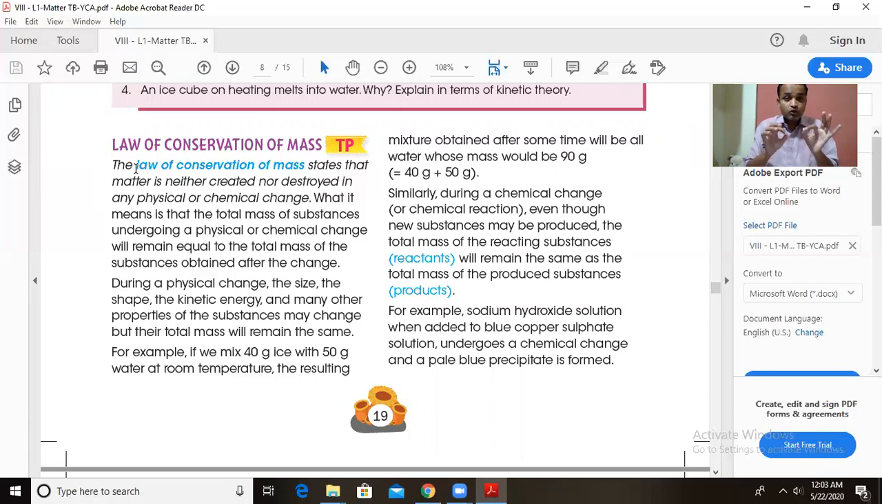So that means the total mass of substances undergoing a physical or chemical change will always remain equal to the total mass of the substances or the products which are formed after the reaction. The total mass of the reactants in a reaction will always be equal to the total mass of the products formed after the reaction. And this is nothing but the law of conservation of mass. You can write this in your own words, dear friends. So this was all about the chapter.